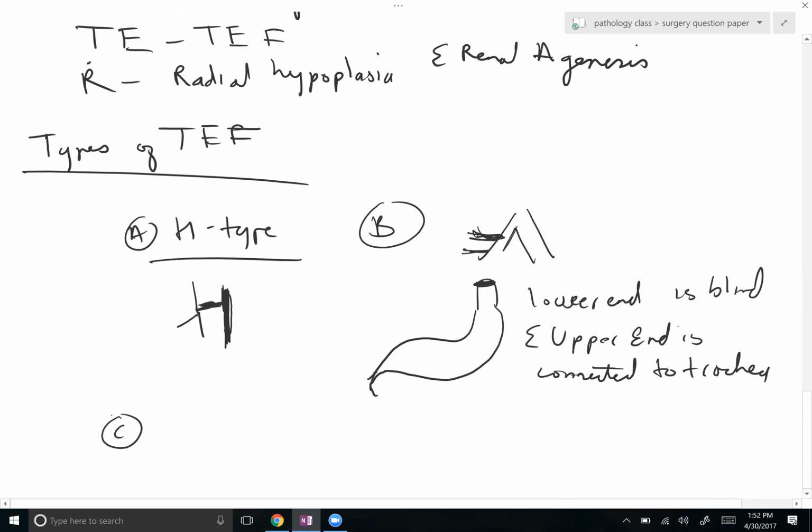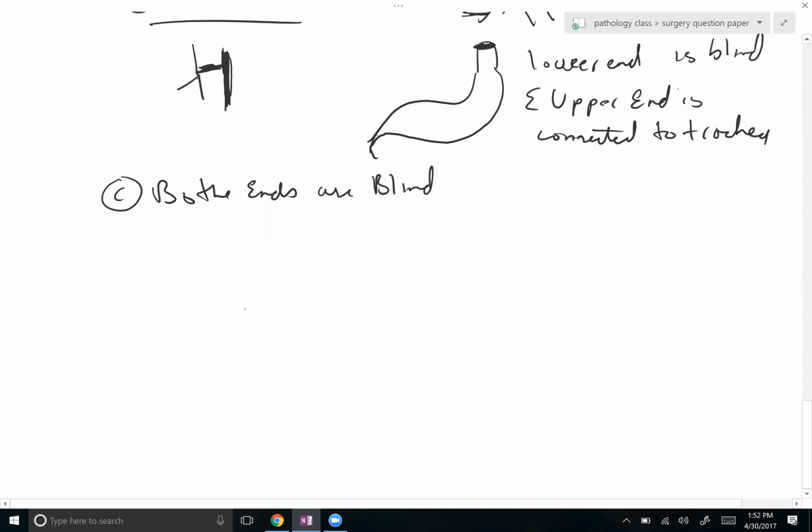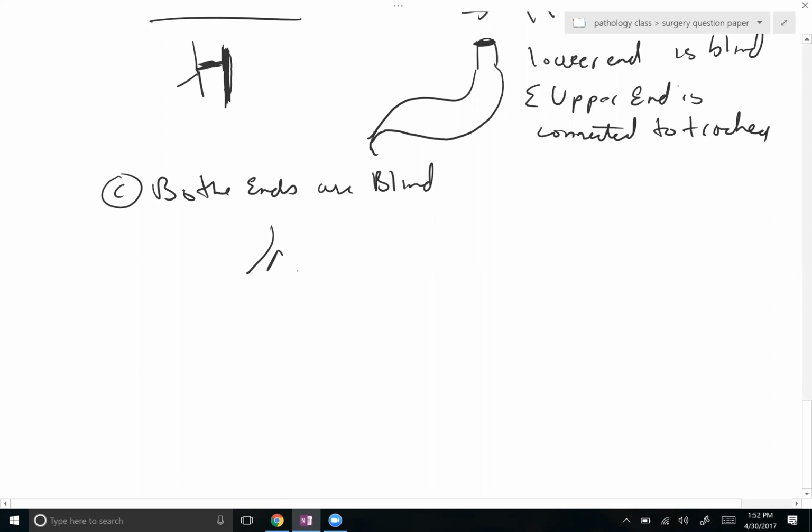The next one is where both ends are blind. Both ends are blind, so there is no connection with the trachea. You can see both of them are blind.